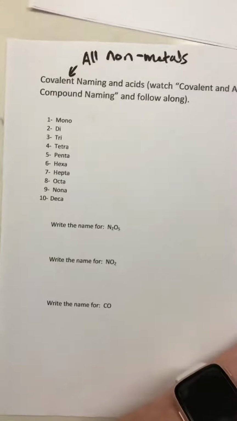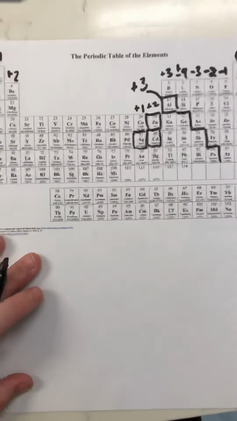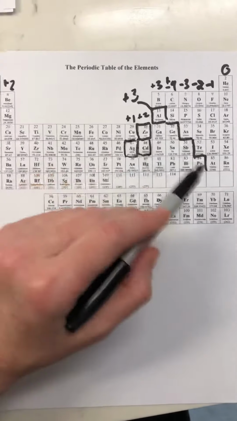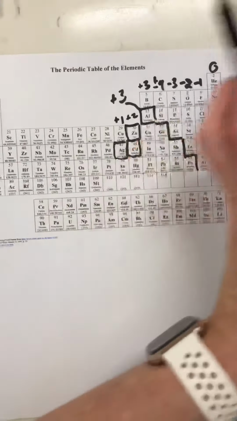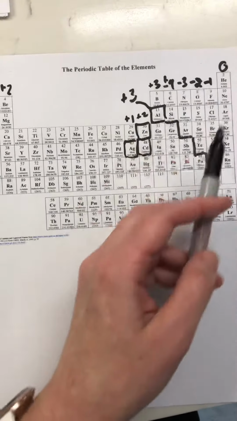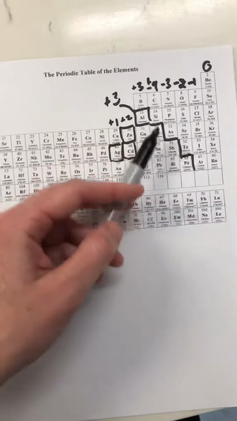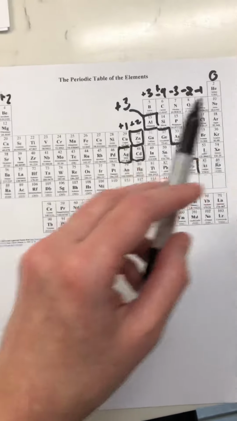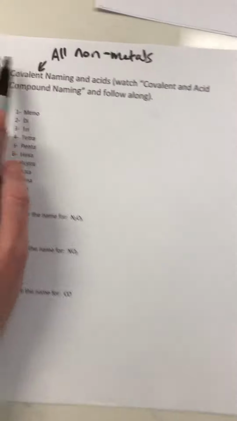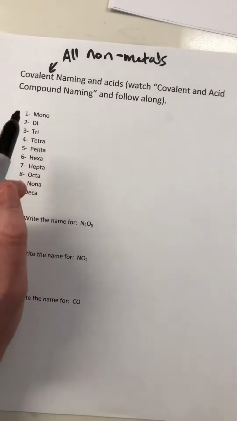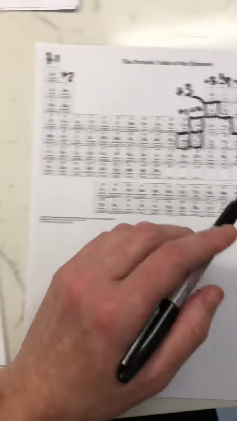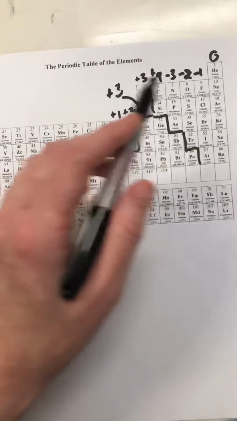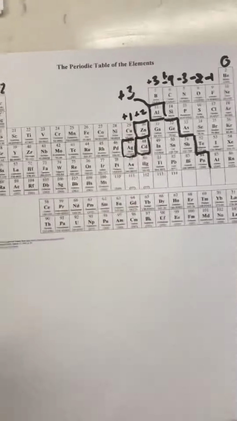To give you an idea of what non-metals are, looking at the periodic table, it's anything above and to the right of the stair stepper. So all these things over here. And even though all these things over here have labeled charges, when we're talking about ionic compounds and covalent compounds, we don't worry about charges unless we talk about acids. So charges don't matter when you have two or more nonmetals unless you're talking about an acid, and we'll get to that here in a second.